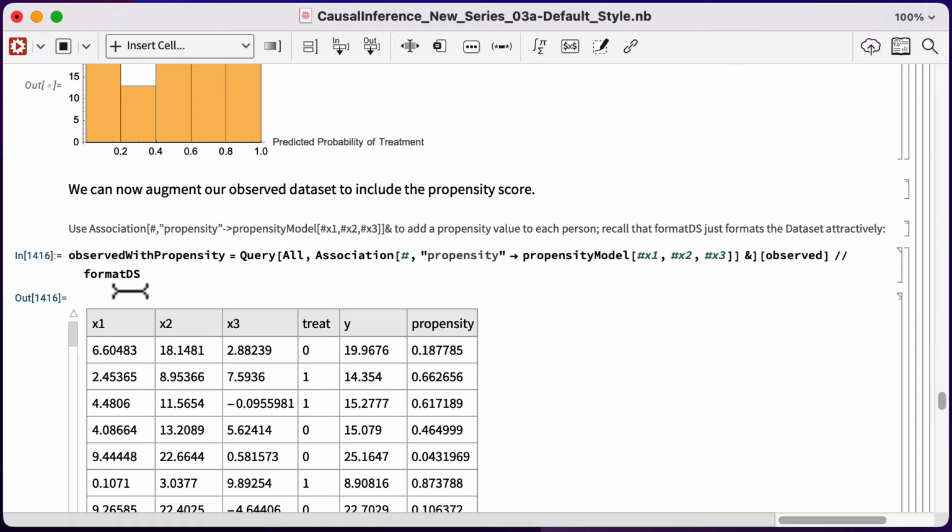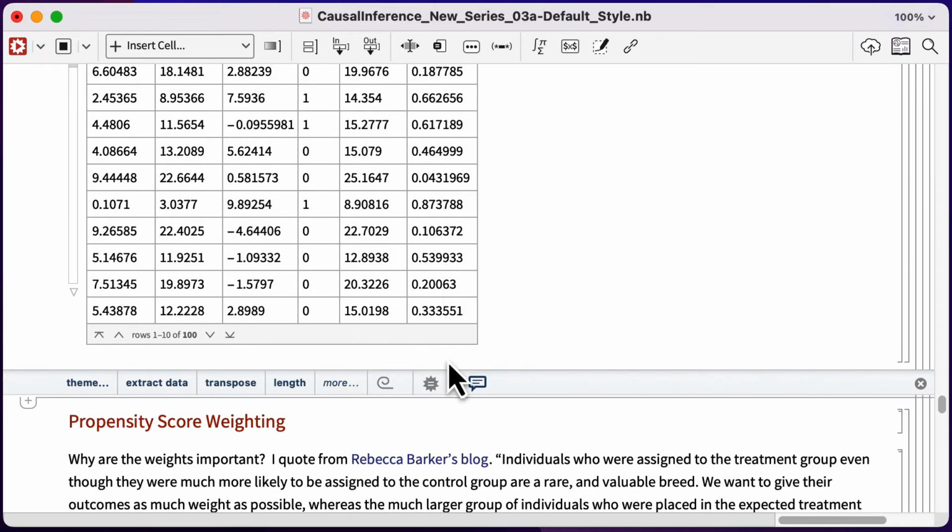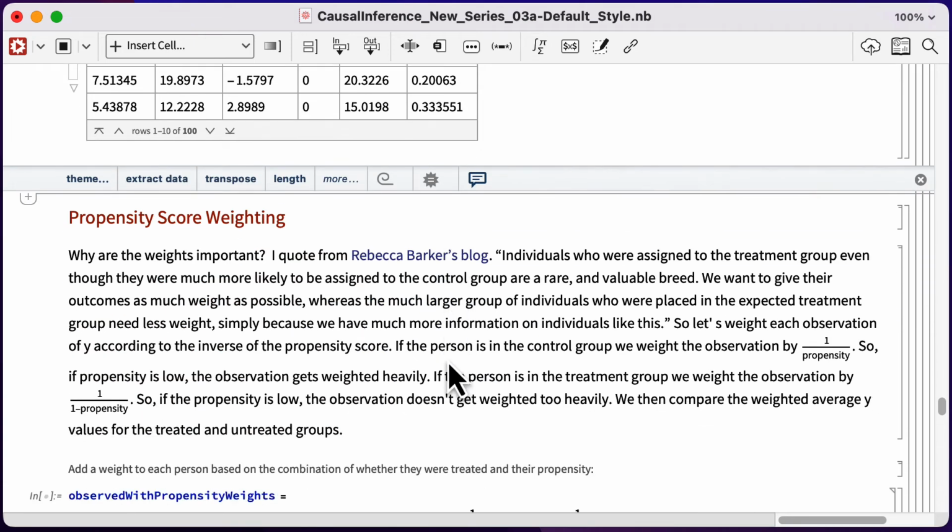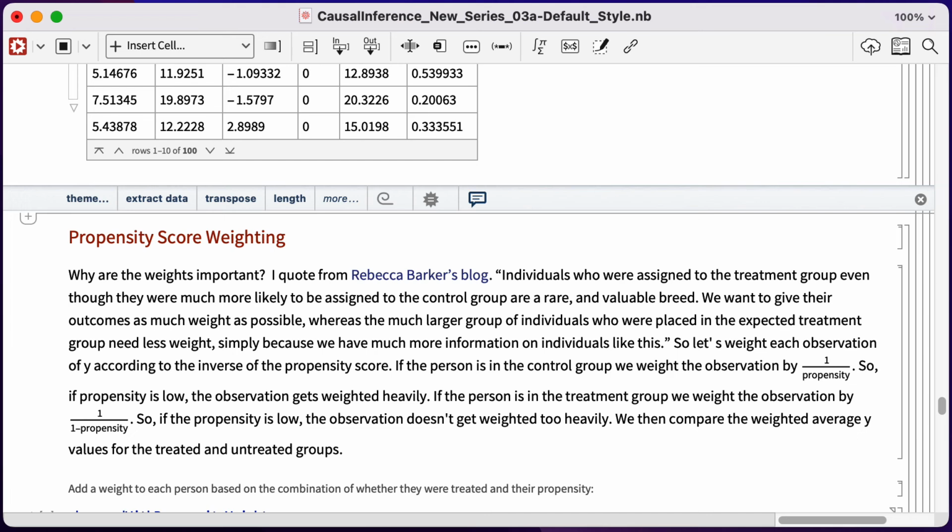Right, it didn't round here for reasons I'm not sure about, but I'm not going to stop the video. It's the same number. It just didn't round for us. Okay. Now let's do the weightings.